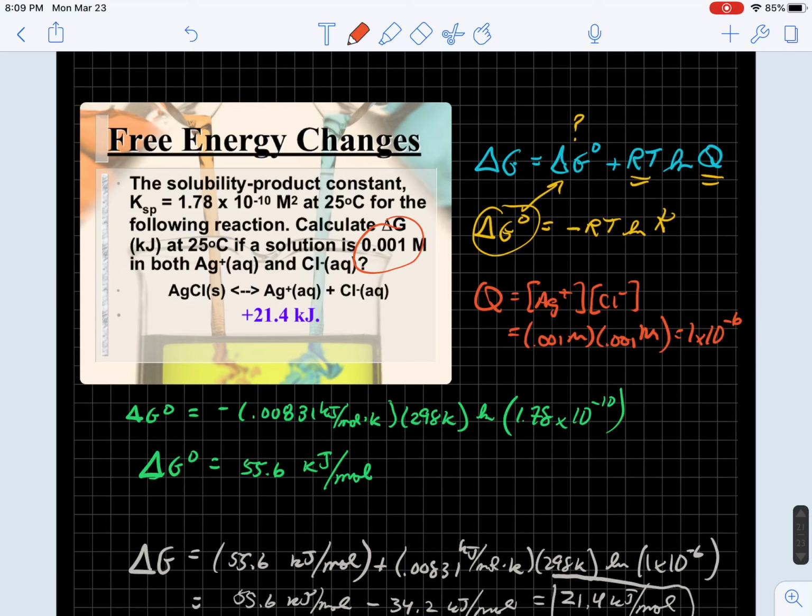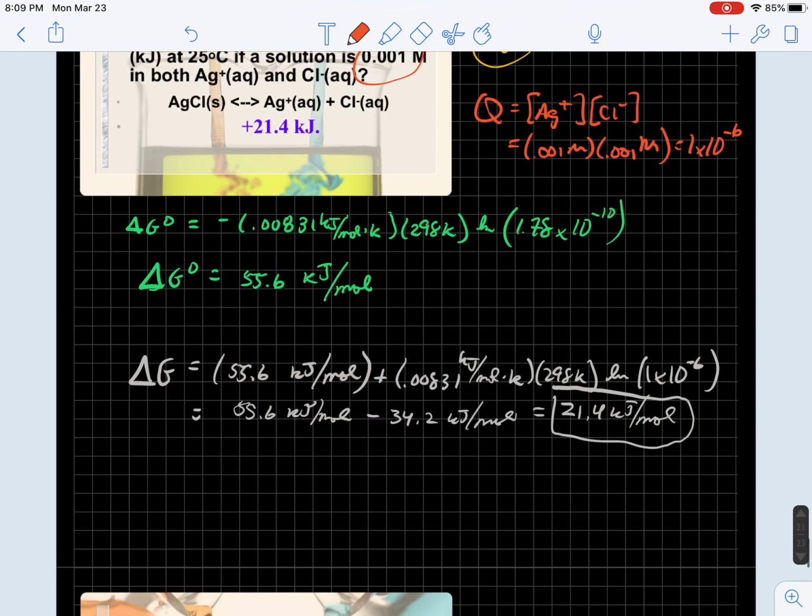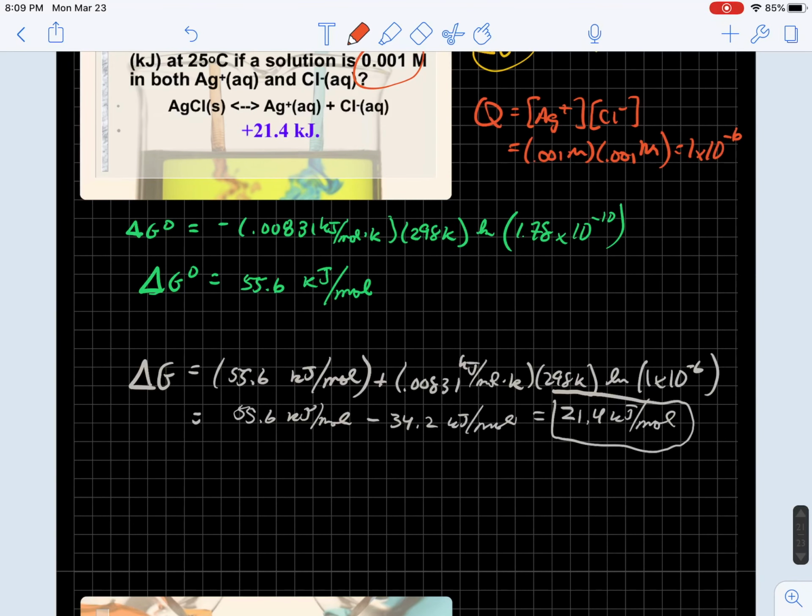And then I went back and substituted that into delta G naught is negative RT natural log of K. And I got 55.6 kilojoules per mole. And then from there I can just substitute it into delta G naught plus RT natural log of Q. And I got what they got, 21.4 kilojoules per mole.